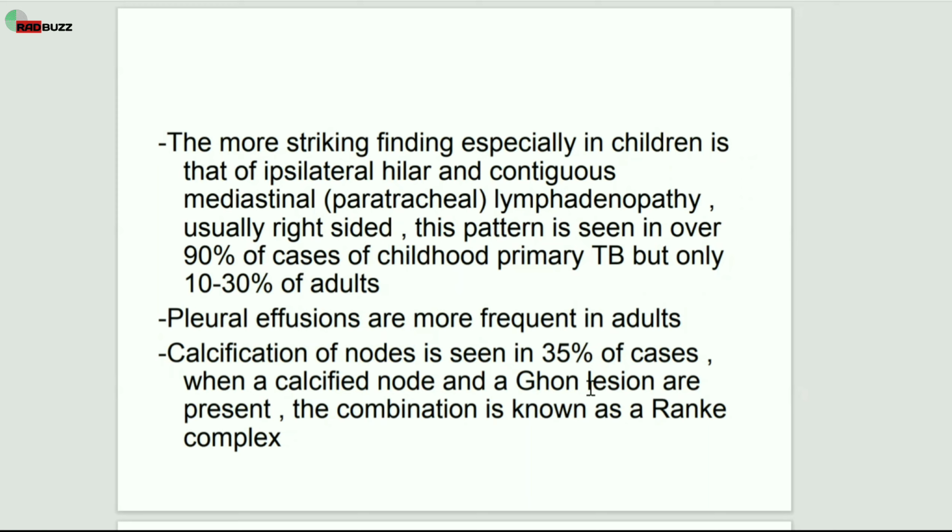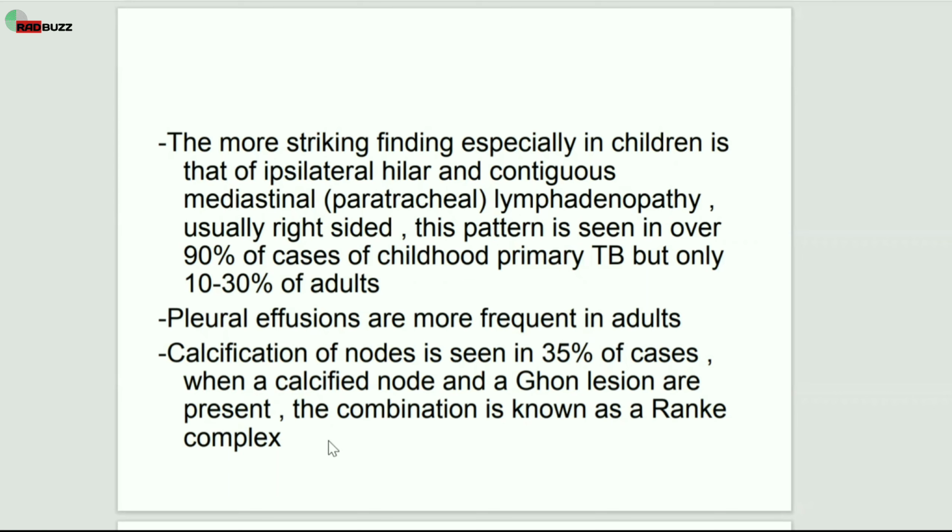In children, it can be anywhere in the lungs, more in the lower and upper lobes, nodes which are centrally necrotic, and they can be ipsilateral nodes, a chain of nodes in children, pleural effusion, and then ganglions, which are like tuberculomas, and they eventually calcify. Calcification of the nodes is seen in 35% of cases where calcified node and a ganglion are present. The combination is known as Ranke's complex.